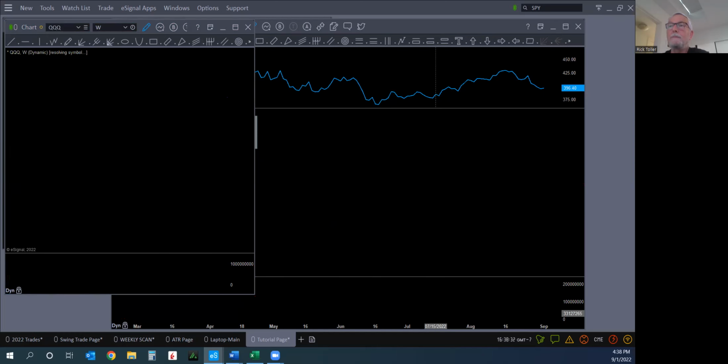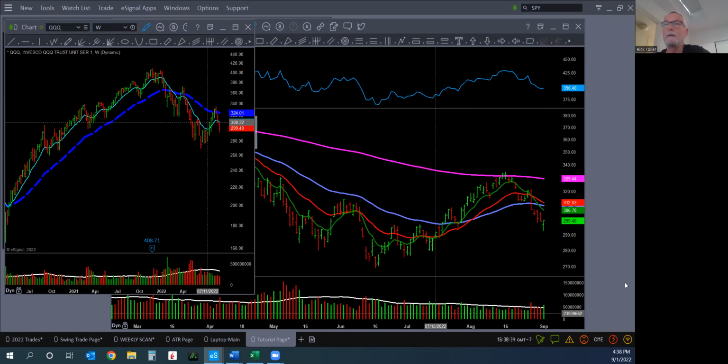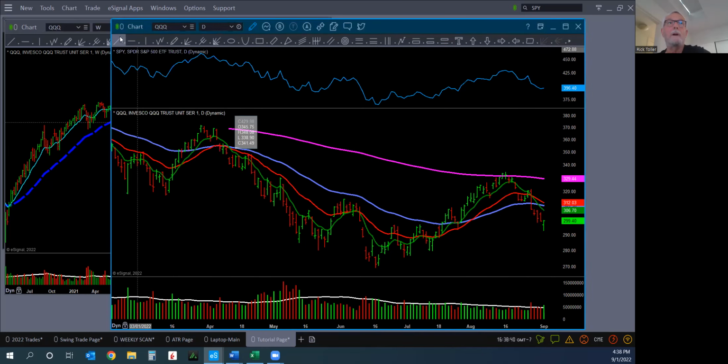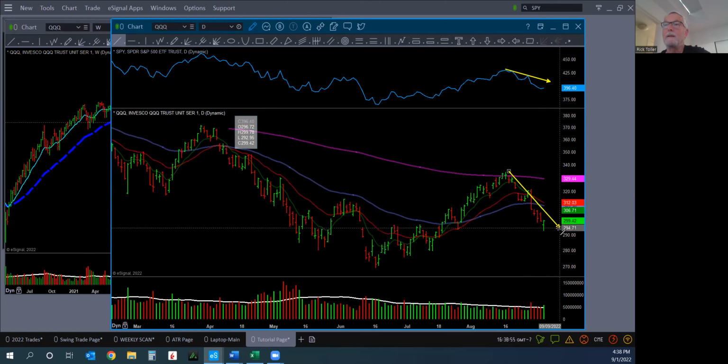Qs, NASDAQ down, same story. It's interesting here, if I draw a line here on the Standard & Poor's, and I draw the same line here on NASDAQ, you can see that NASDAQ tends to go down faster than the Standard & Poor's.